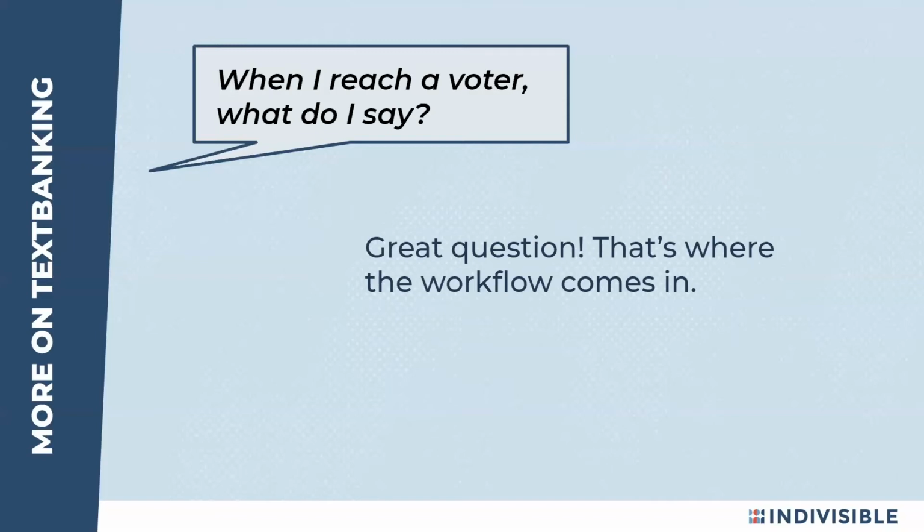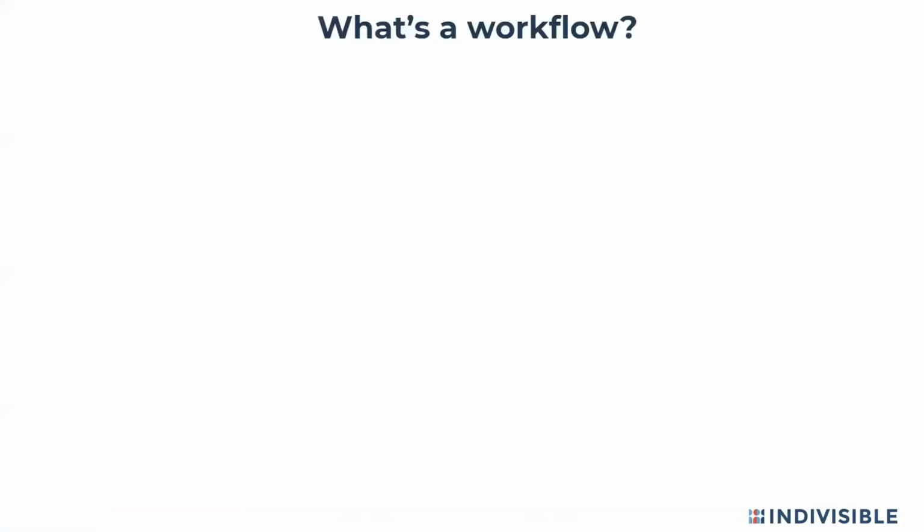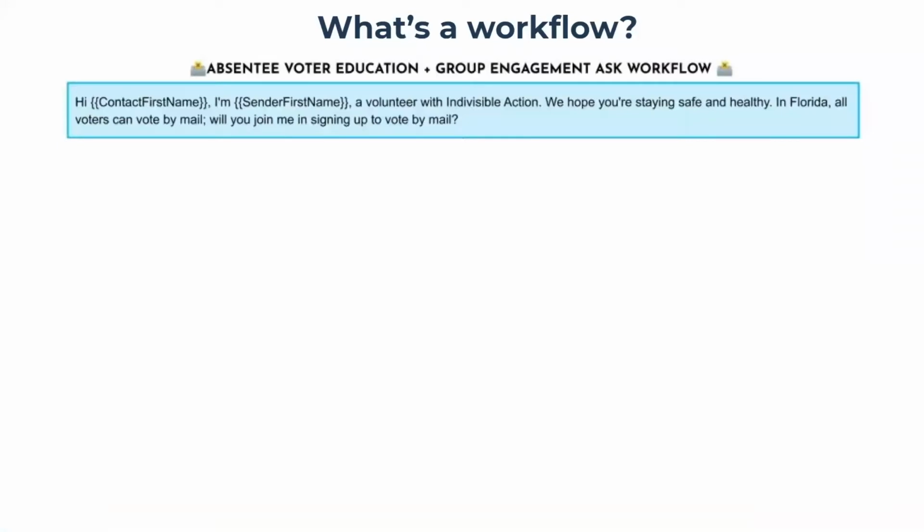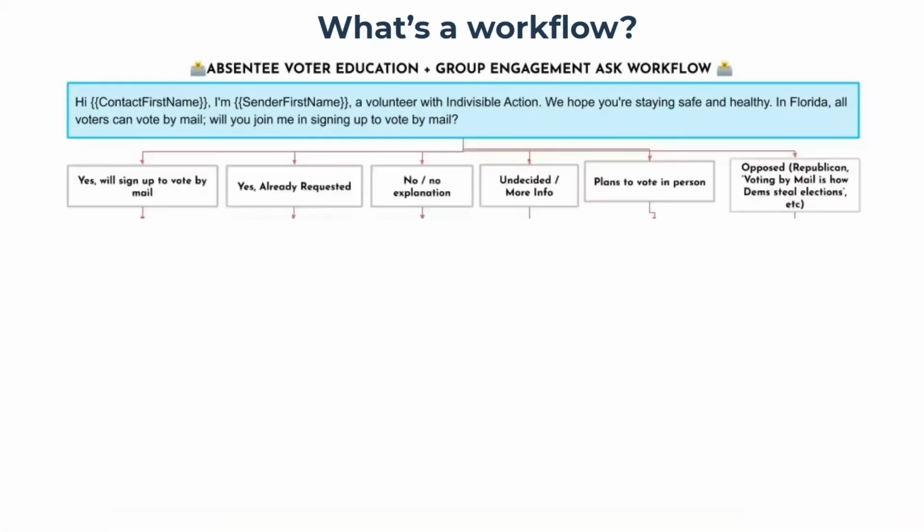In this example, we're sending out text messages encouraging voters to sign up to vote by mail. We can anticipate that voters may have a variety of responses. A voter might say that yes, they will sign up to vote by mail. Another voter might say that they're already signed up to vote by mail. Another voter might say no, or they might say they're not sure and ask for more information. Yet another voter might say that they prefer to cast their ballot in person. Finally, another voter might say that voting by mail is dangerous and they don't support it.